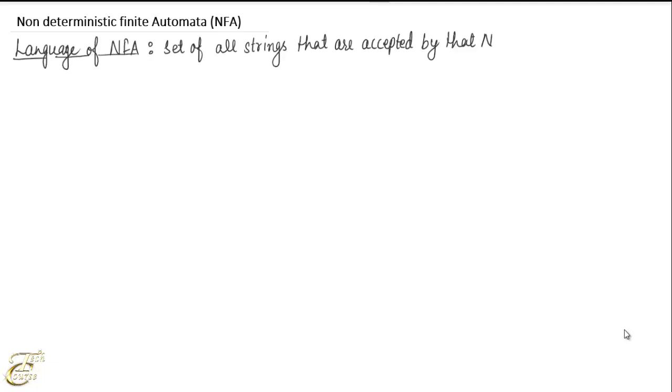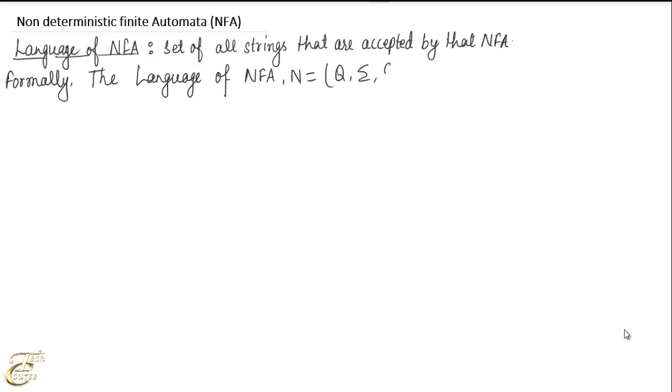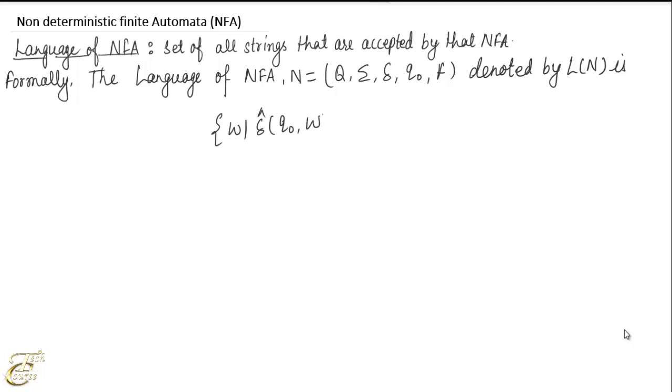Language of NFA. The language of NFA is a set of all strings that are accepted by that NFA. Formally, the language of NFA N equals to Q, sigma, delta, Q0, F denoted by L of N is set of strings W such that delta cap of Q0, W intersection with final state not equals to phi.